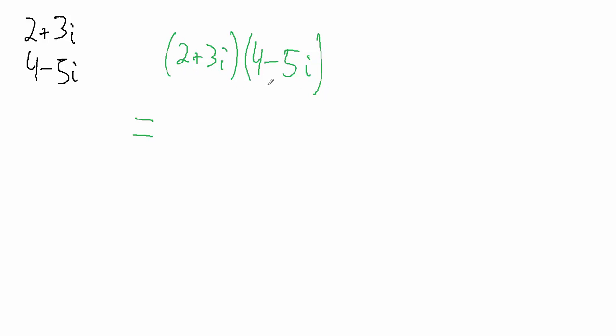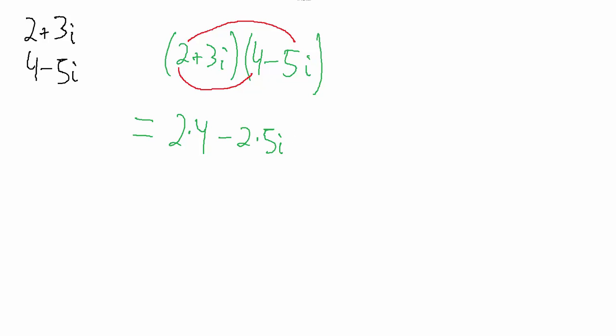First, outer, inner, last. So if we do first, that's going to be 2 times 4. So we're going to have 2 times 4. And then outer is going to be the 2 multiplied by negative 5i. So that's going to give us minus 2 times 5i. Okay, and this minus sign here comes from this minus sign here because we have 2 times negative 5i. So that's minus 2 times 5i.